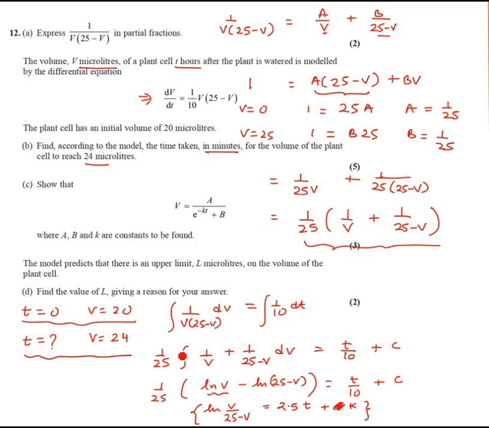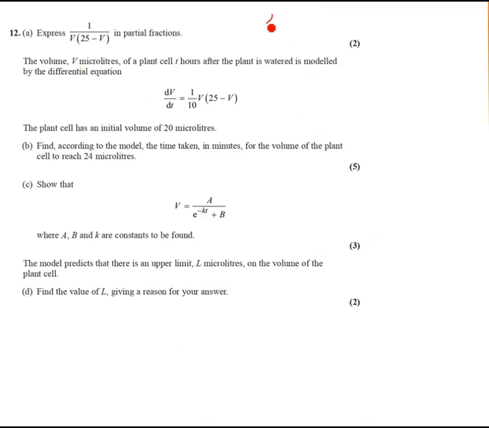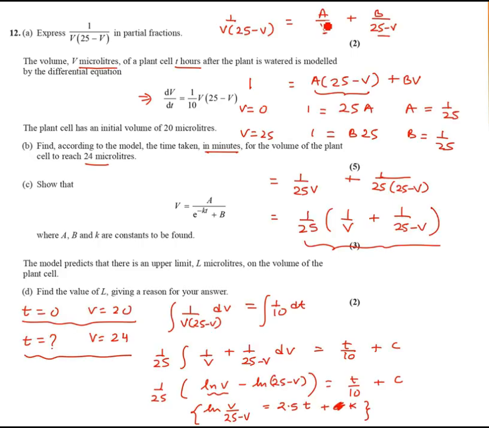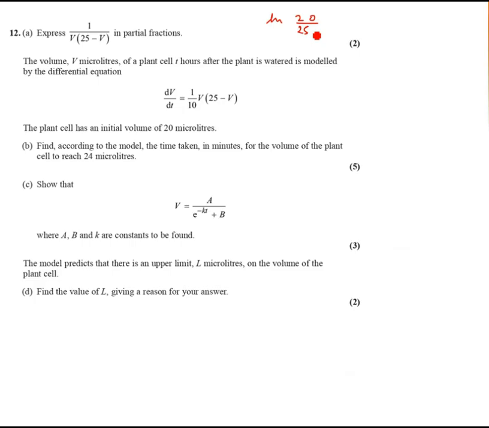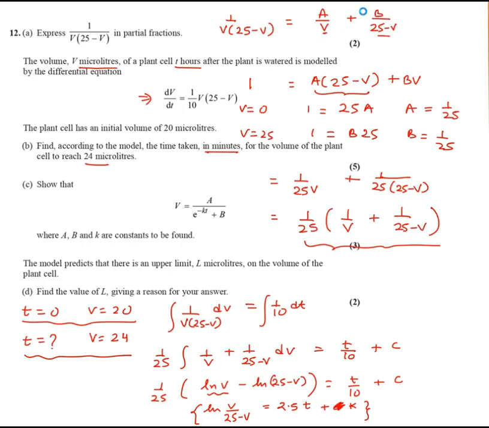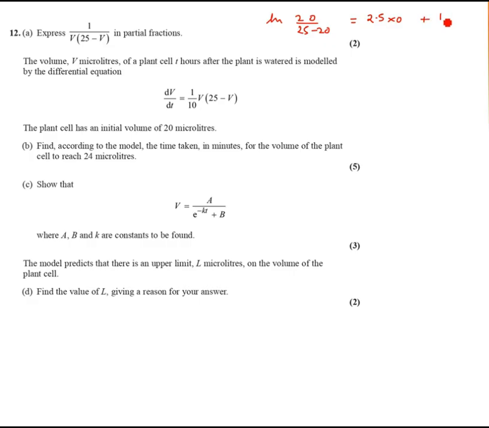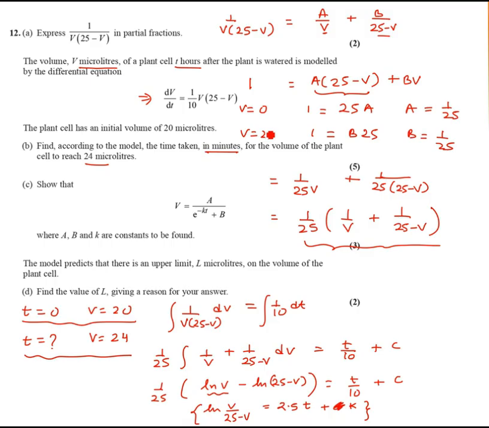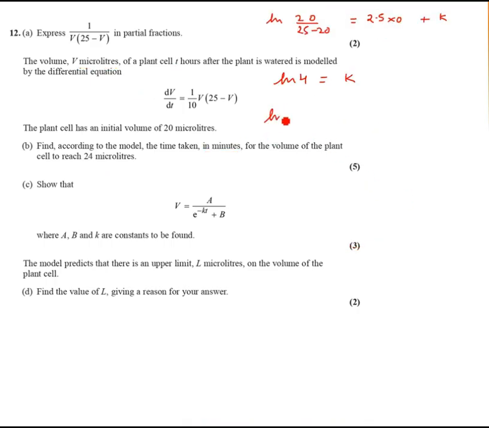So let's use the first condition, t is 0. If we put t 0 here and v 20, then this becomes ln 20 over 25 minus 20 equals 2.5t, t is 0, so we do times 0 plus k, so this becomes 20 over 5, which is ln 4 equals k. Okay, that means if we rewrite the equation, ln v over 25 minus v equals 2.5t plus k. K is ln 4.